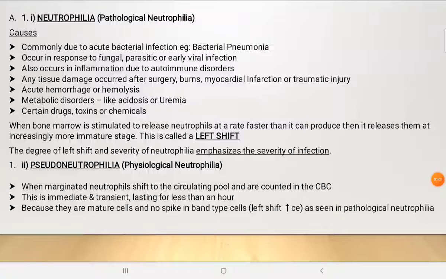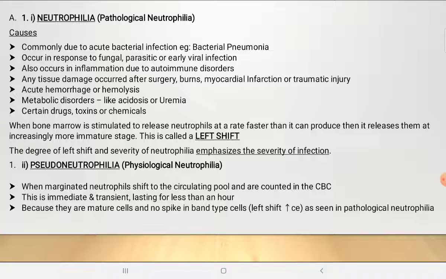Now, specifically when we talk about neutrophilia, where there is an increase in the neutrophil count in the WBC, from its normal reference range. Causes will be commonly due to any acute bacterial infections or bacterial pneumonia.